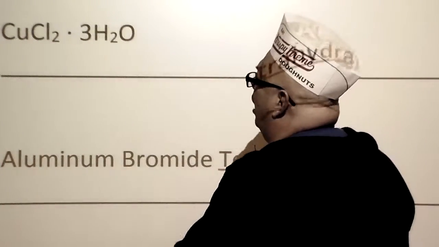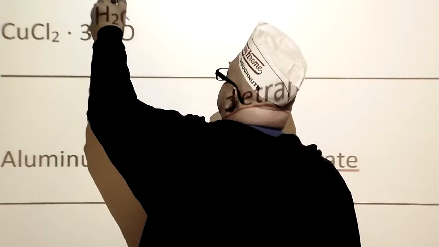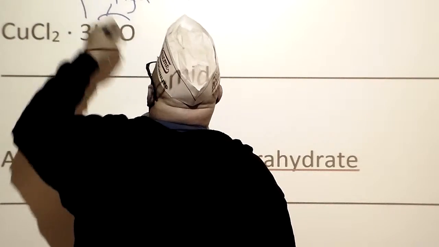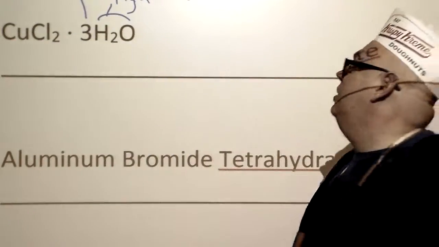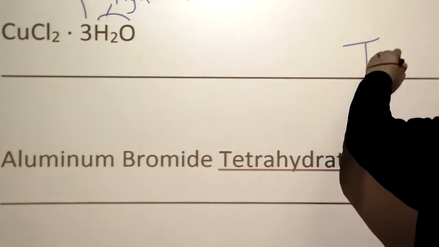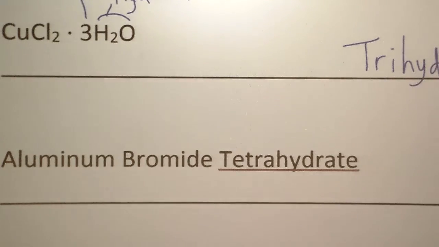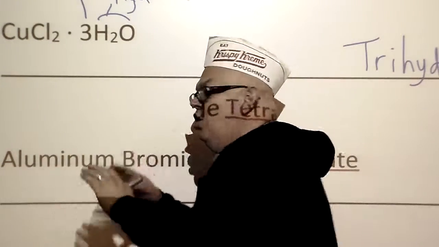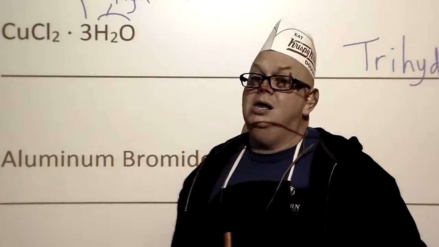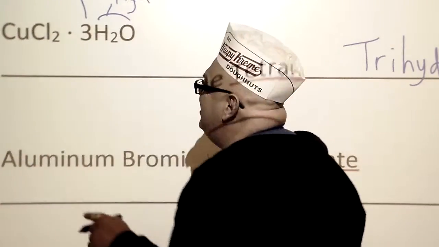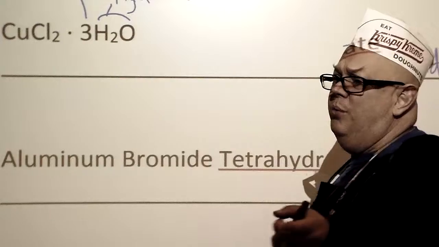CuCl2.3H2O. Well, already, immediately, I know this has to be a hydrate. Automatically. Water, hydrate. Hydrate, water. The 3, that's tri, that's the prefix tri. So I know I got a trihydrate in there. So I can actually write that out here. Trihydrate. Okay? Now look at the CuCl2. I know it's a copper chloride, but what kind of copper is it? Because that's when you look up your ion chart. I know that copper could be a +1 or a +2.